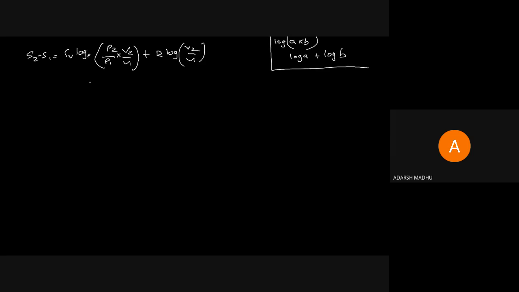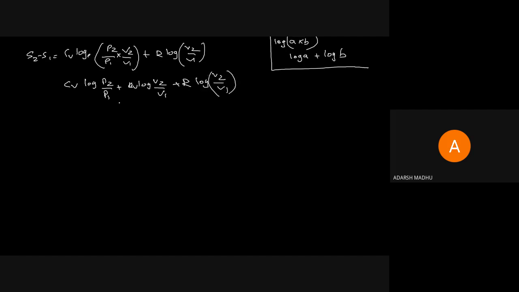So we can split the equation. Cv is a constant, so taking it outside, we put Cv for both terms: Cv log P2 by P1 plus Cv log V2 by V1. We are splitting the equation using log AB equal to log A plus log B, and the same for log V2 by V1.